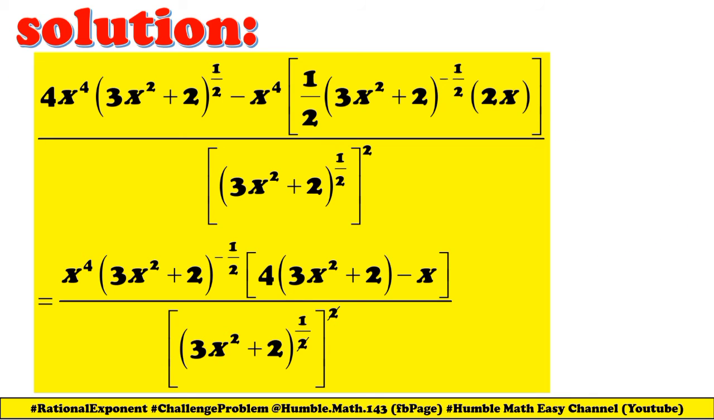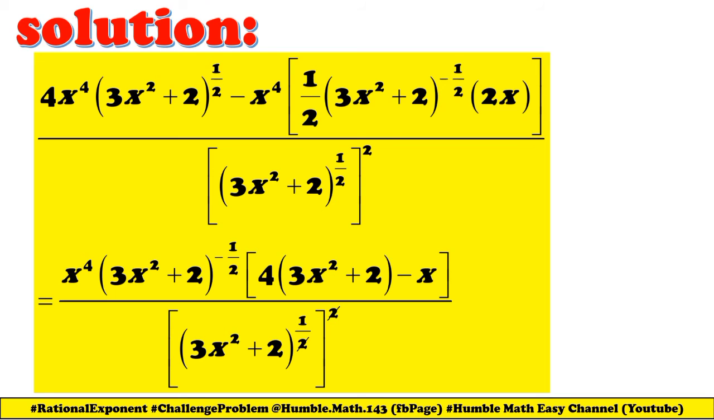So we are now in the main example, where we see how to simplify a given expression with rational exponents, both negative and positive. As you can see, the given is 4x squared times the quantity of 3x squared plus 2, quantity raised to 1/2, minus 4x raised to 4, times the quantity of 1/2 times the quantity of 3x squared plus 2, quantity raised to negative 1/2 times the 2x, all over the quantity 3x squared plus 2, quantity raised to 1/2, raised to 2.